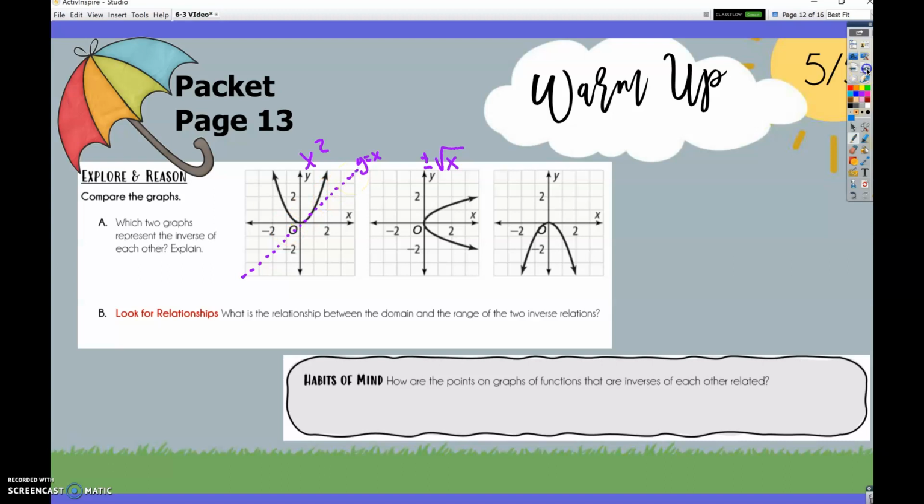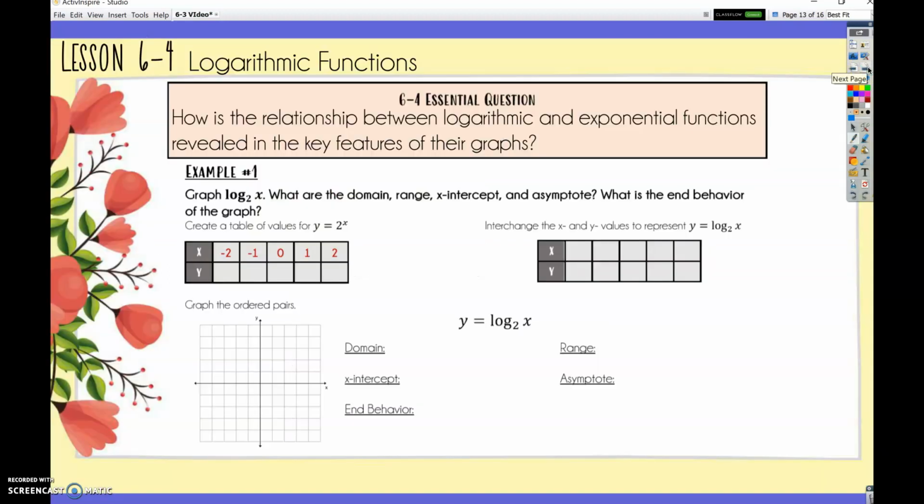We're going to go ahead and look at logarithmic graphs and see how they're related to inverses. So if we had y equals 2 to the x, that's our exponential. Remember, that's the form for an exponential. So if I put negative 2 in there, 2 to the negative 2 is 1/4. 2 to the negative 1 is 1/2. Anything to the 0 power is 1, 2 to the first is 2, and 2 to the second is 4. That is our xy table.